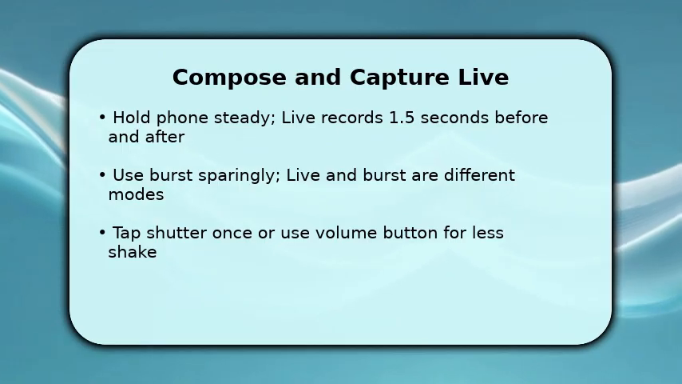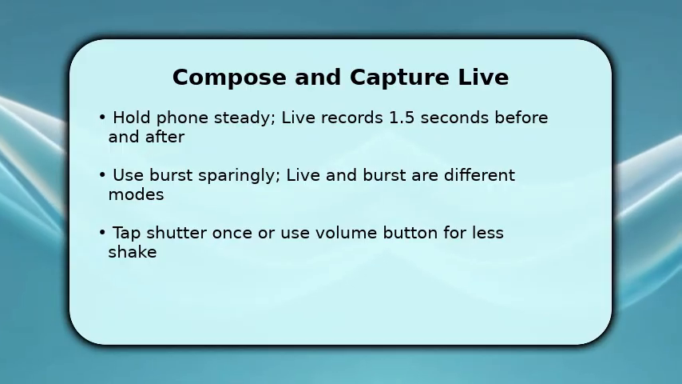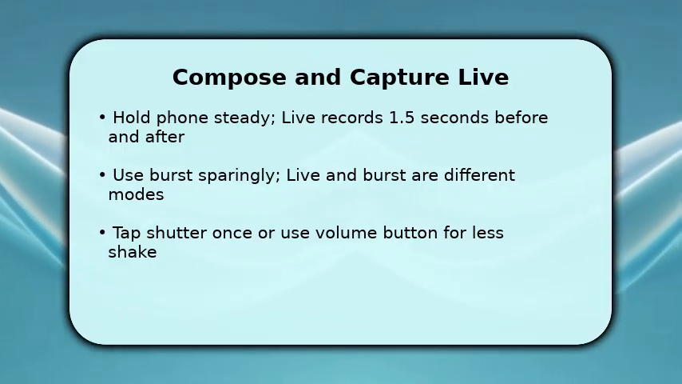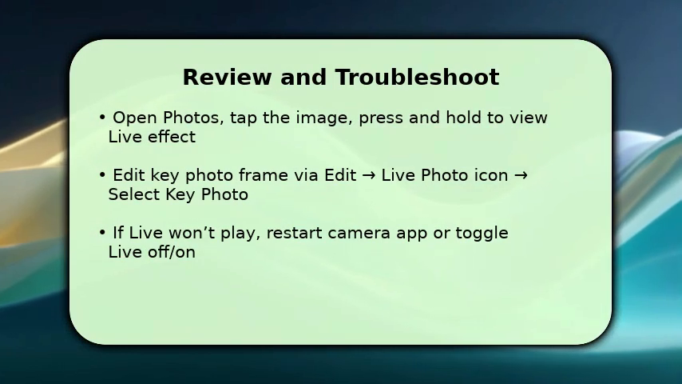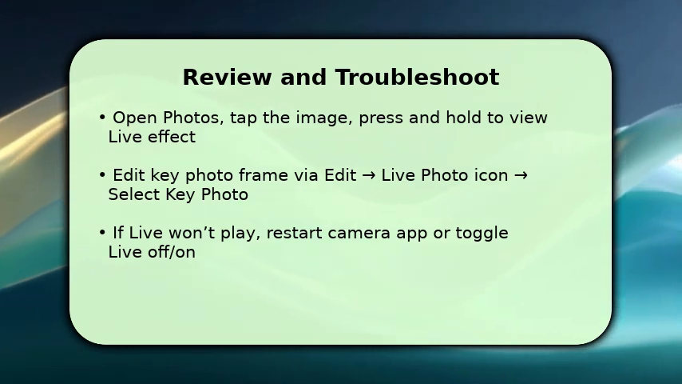If you need a closer crop, move in gradually rather than digital zoom to preserve the live clip quality. After taking the shot, open Photos and tap the image. Press and hold to see the live effect play. This verifies you captured motion and sound.